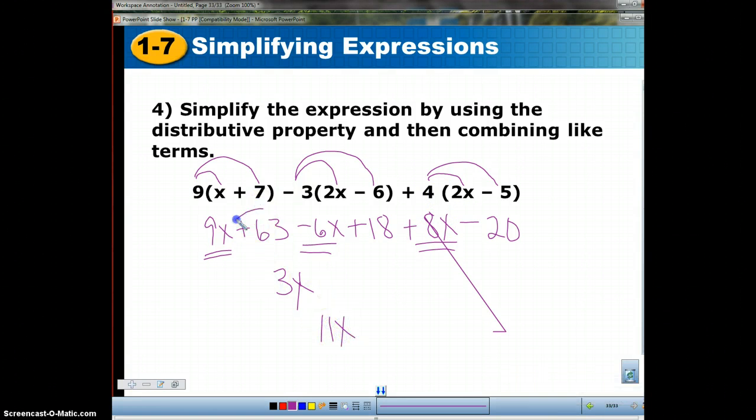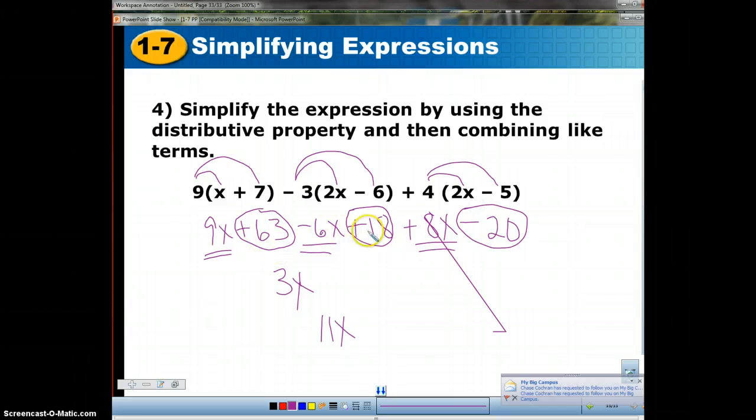I have a constant here of a plus 63, a plus 18, a minus 20. 63 plus 18 is 81. Minus 20 is a positive 61. So my answer here, 11x plus 61.